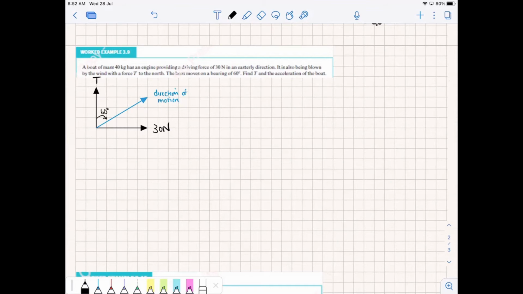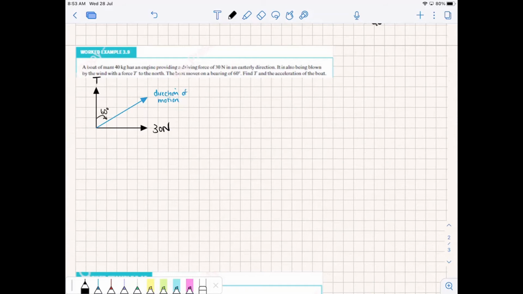So we have a boat of mass 40 kilograms, right? It has a driving force of 30 newtons in an easterly direction. Okay, so we can draw our first force off to the east of 30 newtons. It's been blown by the wind by a factor T. So in other words, we don't know the wind force, so we're going to call the force factor T for now. And this is to the north. So the wind is blowing to the north, so the force is pointing in the northerly direction.